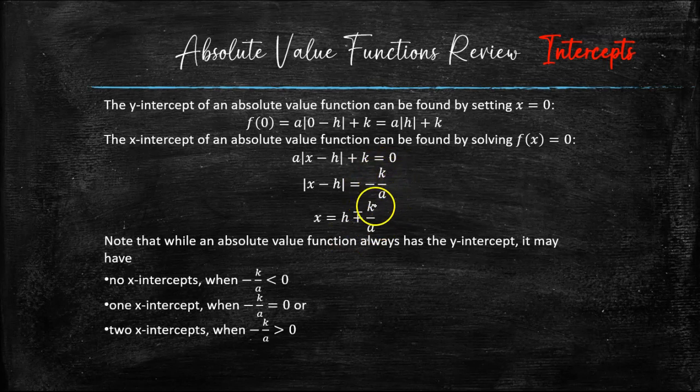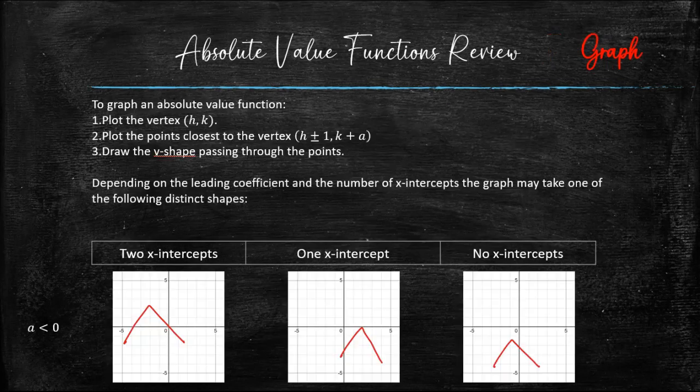If this value is equal to 0, this is when you have one x-intercept, or when this equation has one solution. And again, when negative k over a is negative, this is when you have no x-intercepts. And again, based on the combination of those numbers, you should know which of these 6 cases you are dealing with just by trying to find the x-intercepts.